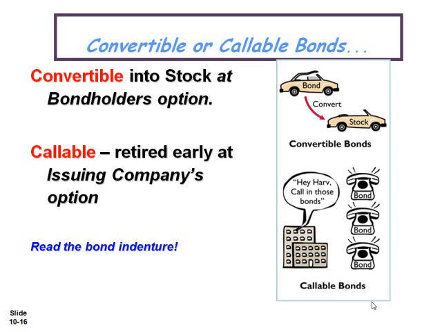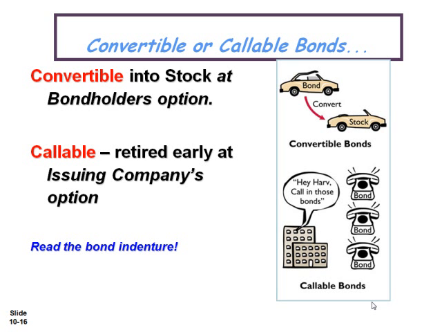Callable bonds would be bonds that could be retired early at the company's option. So why would a company want to do that? Let's say they issued a bond at 10% interest, and it's a callable bond. But now the market's dropped and interest rates are more like 7%. They would call in the 10% bond and reissue a new bond at 7%.